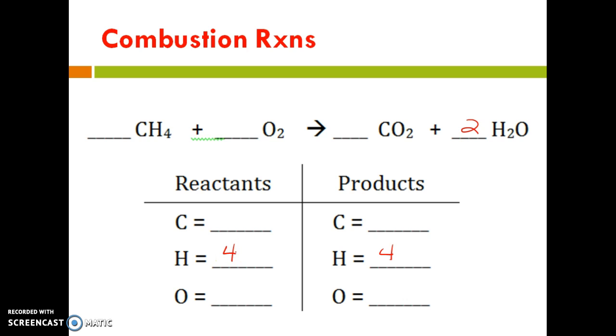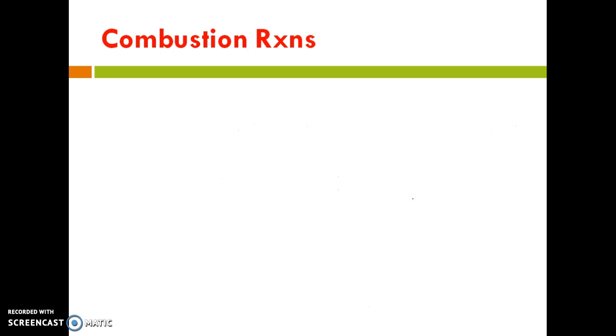Now the oxygens. There are 2 plus 2 is 4 oxygens. And so there's only 2 on the reactant side, so if I add a coefficient of 2, that gives us 4 oxygens. And by adding those coefficients, we did not change the amount of carbons because there's no coefficients needed in front of them. So this is balanced.